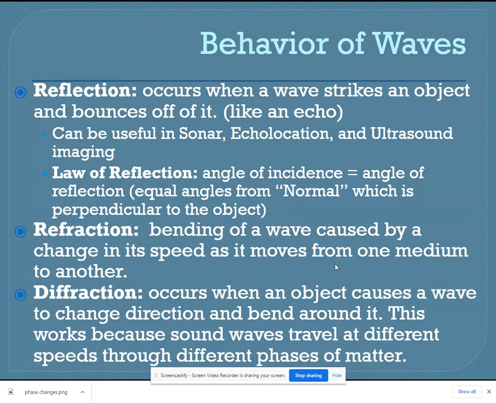Reflection is probably what you're thinking about. It's the bounce back of sound waves, and that occurs when a wave strikes an object in its path and bounces off of it. So think like an echo. It can be useful in things like sonar, which is what ships use under the water to detect other objects. It also is used by animals through echolocation.